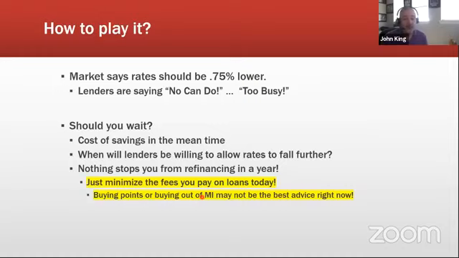I think we got about a 50-50 chance that next spring or next summer, we could see a 1.9% 30-year fixed. And if we do, you're going to take advantage of it. So why would you want to be 1% deeper in the hole in your principal balance or in your out-of-pocket money? So think about minimizing the fees you pay on loans today. That means maybe not buying points and maybe not buying out of the mortgage insurance.